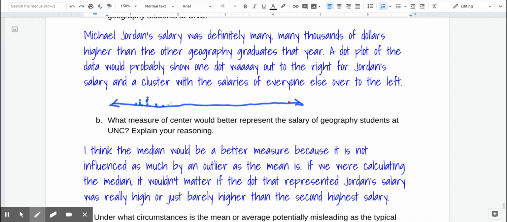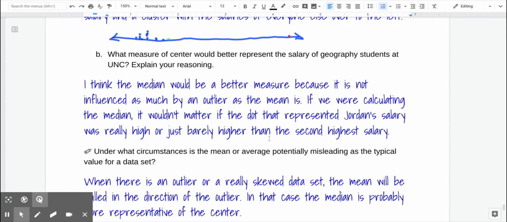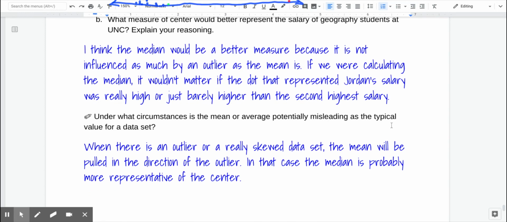But the mean is going to change because I'm adding in so much of a higher number of an NBA high salaried starter compared to an ordinary but hardworking geography major. So that can help us understand that when there's an outlier or a really skewed data set, the mean will be pulled in the direction of that outlier. And in that case, the median is probably more representative of the center.